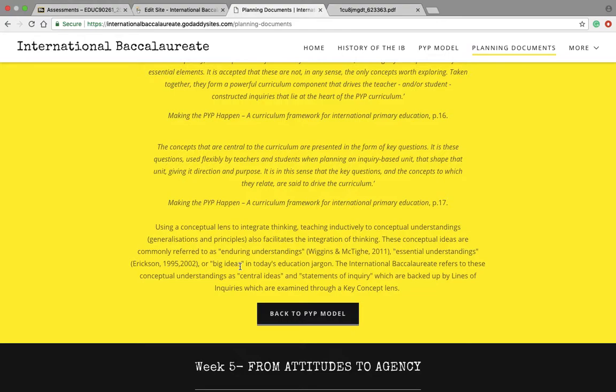Conceptual ideas are commonly referred to as enduring understandings, as Wiggins and McTighe mentioned, essential understandings, as Erickson noted, or the big idea in today's educational jargon. The IB refers to these conceptual understandings as those central ideas and statements of inquiry, which are backed up by the lines of inquiry, which are examined through a key concept lens. Okay, let's go back to the PYP model.